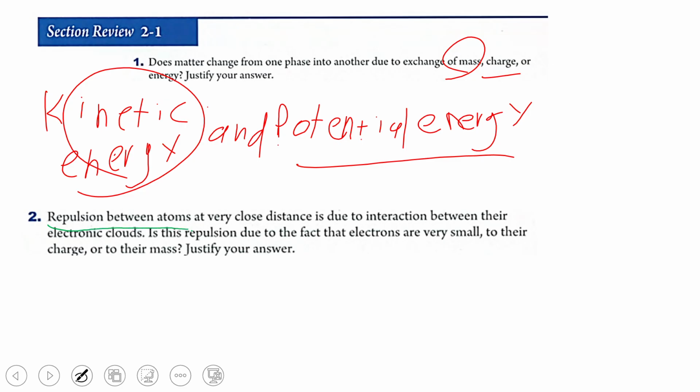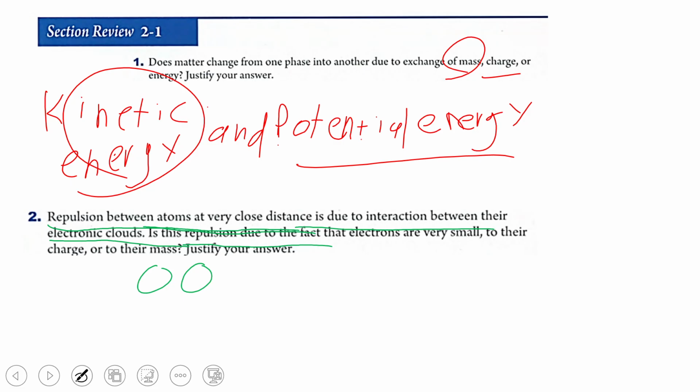Repulsion between atoms at very close distance. You have two atoms, and I would like to make them very close. We know repulsion happens because the distance is small. It is due to the interaction between their electrons. Is this repulsion due to the fact that, guys, when two atoms get close, there will be repulsion?